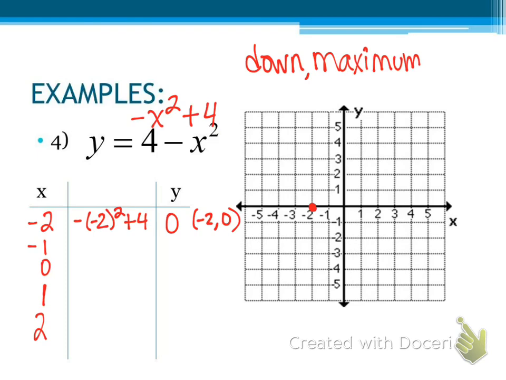Let's plug in our -1. What is -1 squared? No. +1. Then we make it negative because of the negative sign out in front. So -1 plus 4 is 3. So we've got a point at -1, 3. How do I get to that point? Jamal?